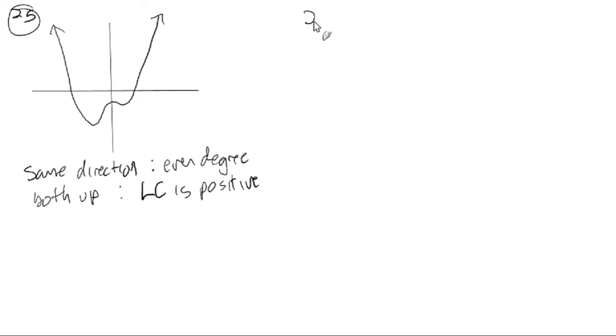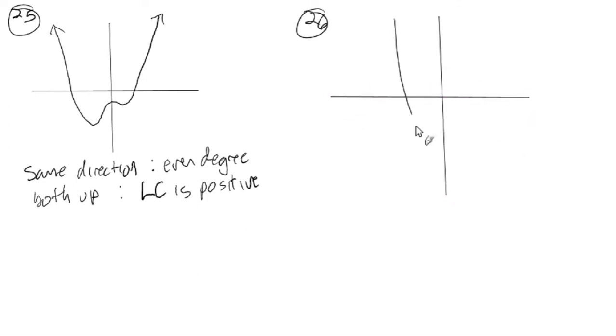Let's look at 26. What can we say about that one? So this one is something like that. So what can we say? We can see that the ends are pointing in different directions. So ends in different directions. So what can we conclude about the degree? The degree is odd then. Since they point off in opposite directions, the degree is odd.